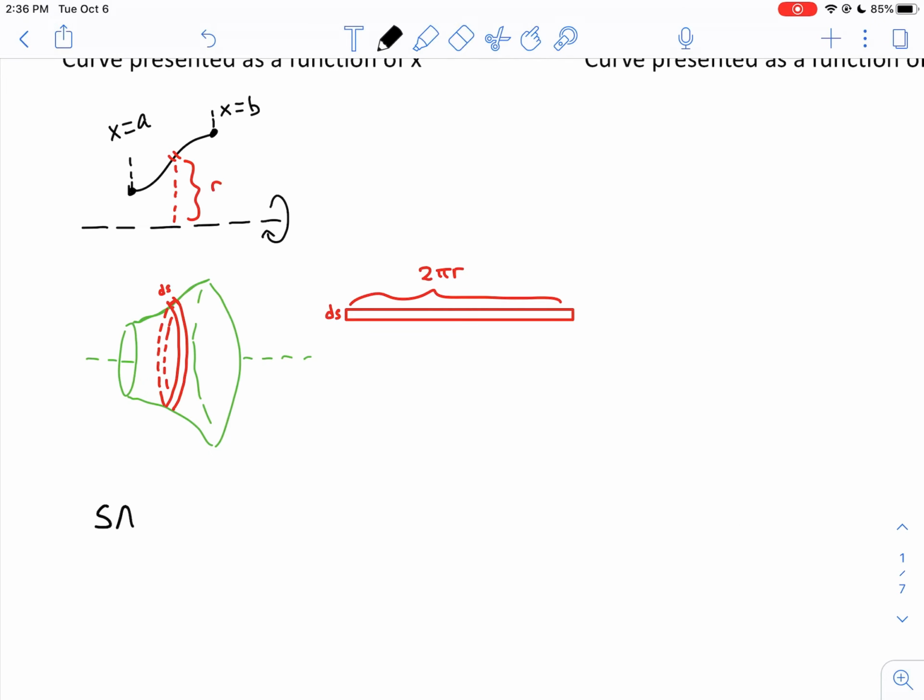Let's go with SA for surface area. It's going to be an integral of all of the areas of the ribbons. So that's going to be 2 pi r times ds. And then we're going to integrate from x equals a to x equals b. And this is your basic setup.